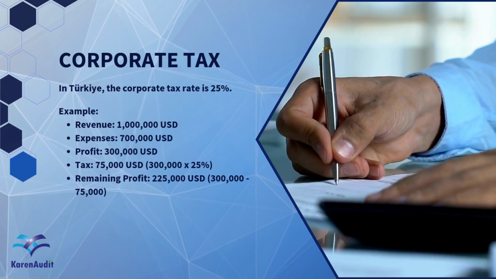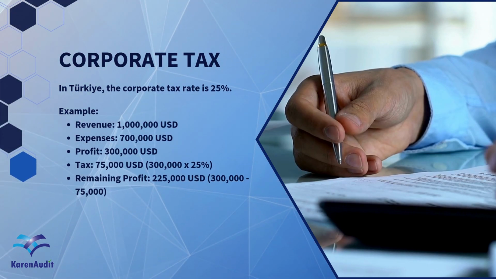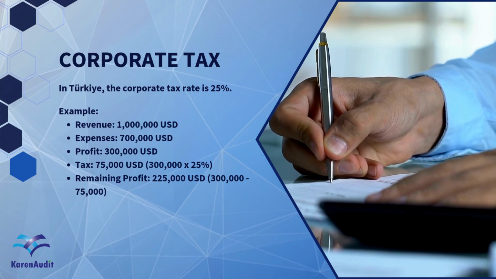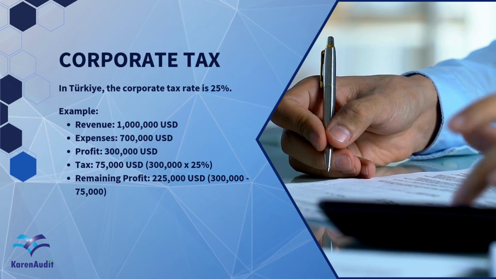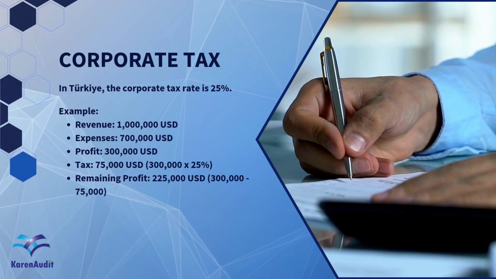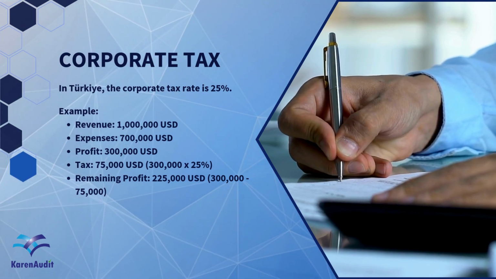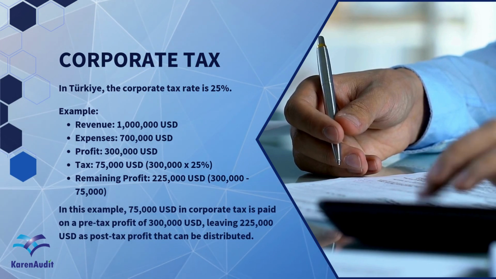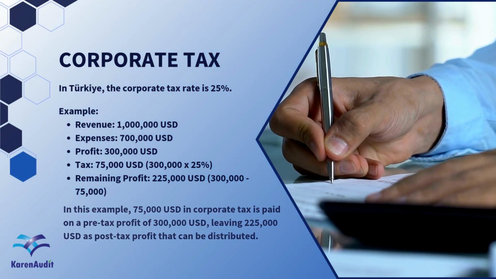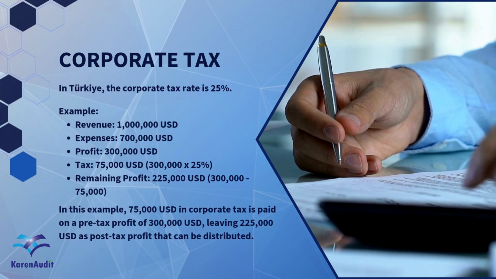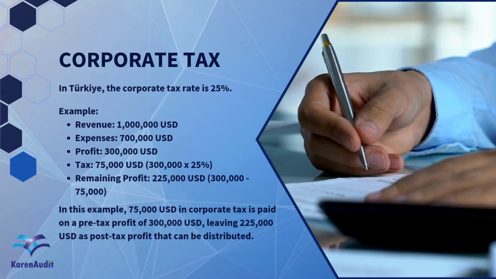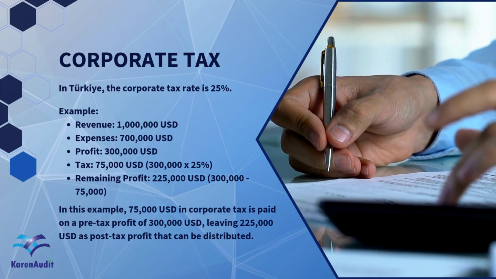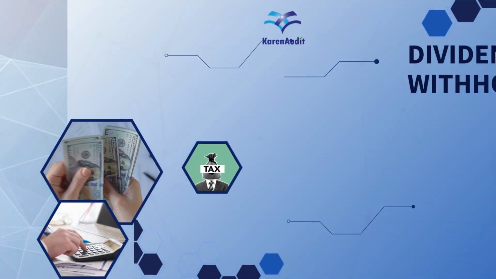For example, the revenue is $1 million. The expenses $700,000. Profit $300,000. And the tax, as you can see, $75,000. And the remaining profit is $225,000. So in this example, $75,000 in corporate tax is paid on a pre-tax profit of $300,000, leaving $225,000 as post-tax profit that can be distributed.